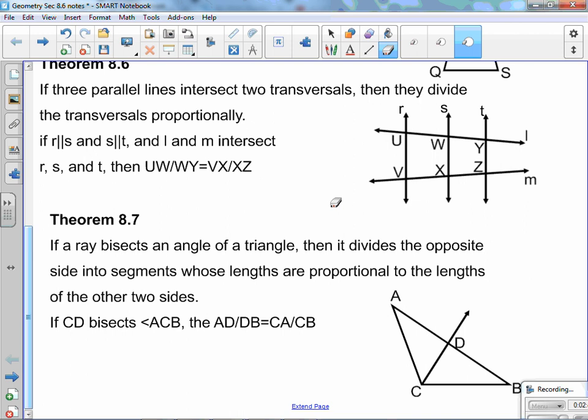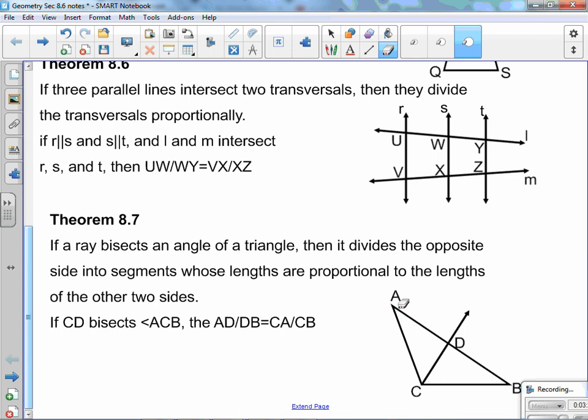And the last one, theorem 8.7, says if a ray bisects an angle of a triangle, then it divides the opposite side into segments whose lengths are proportional to the lengths of the other two sides. So I've got this ray here, and if it's bisecting angle C, then these two lengths of the side it divides, AD and DB, or the length of AD over the length of DB, is going to be equal to the length of the other two sides over each other.